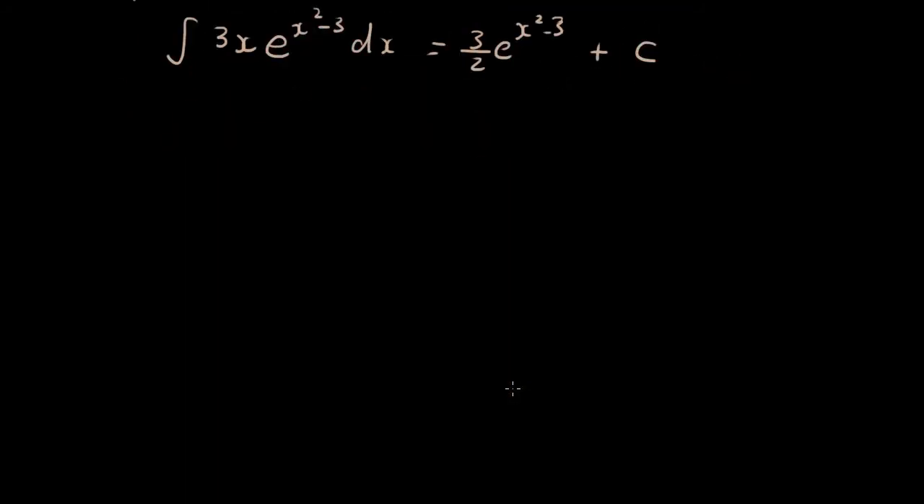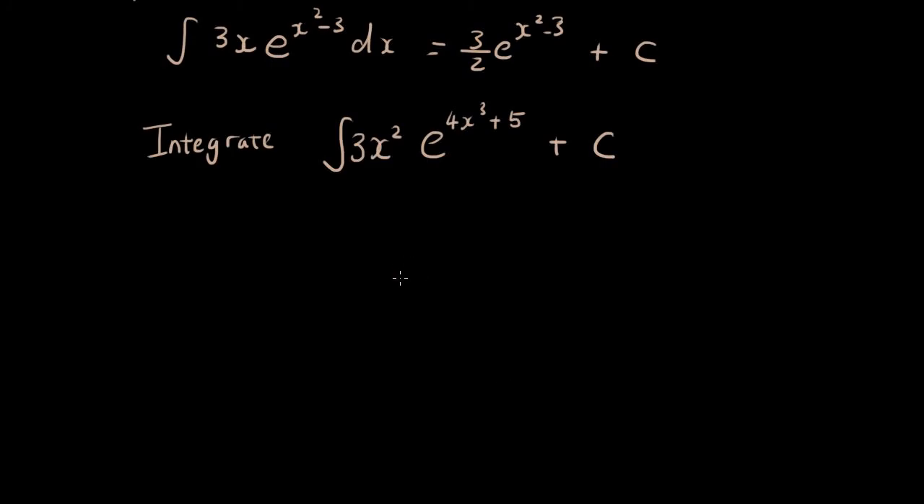Okay, so let's use the same principle to do another question. The question is, integrate 3x squared times e to the power of 4x cubed plus 5. Sorry, I shouldn't put plus c here. It should be dx on the end. So see if you can integrate this and come back when you are done.